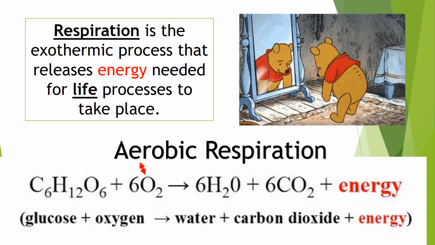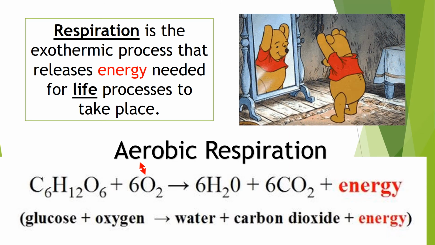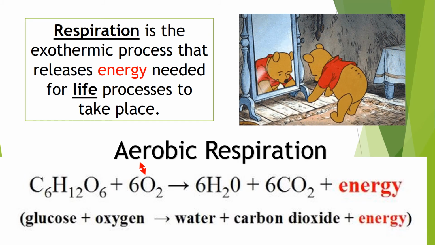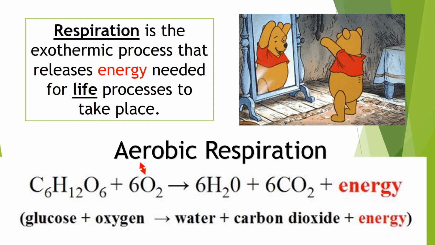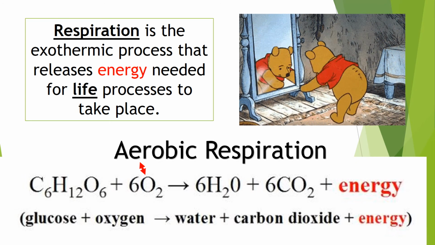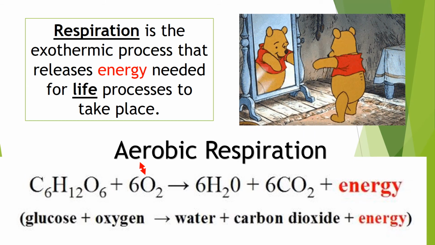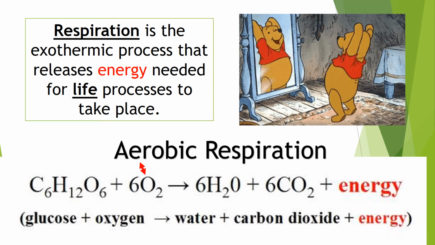So, respiration. I'm hoping that's what you've all put, because that's one of our Mrs Nerg, our 7 life processes. Unlike photosynthesis, it's exothermic. It's a process that releases energy, and we call that chemical release of energy ATP, adenine triphosphate. And we need that energy for life processes to take place.